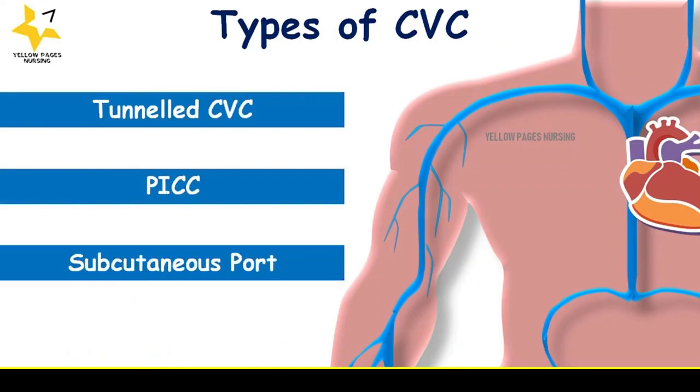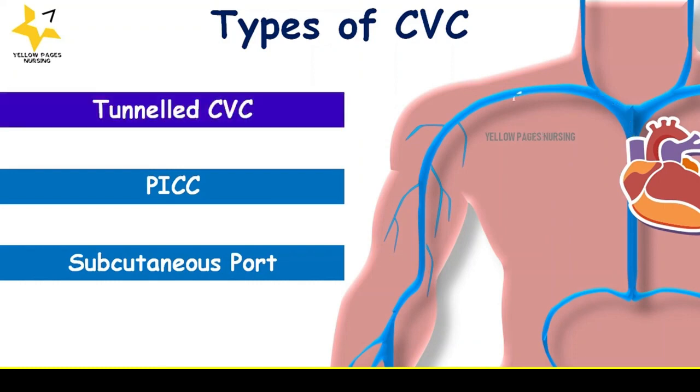port or implantable port. Now, coming to the tunneled central venous catheter, it is a tube that tunnels under the skin of the chest, enters a large vein near the collarbone, and threads inside the vein to sit above the right atrium of the heart. The other end of the catheter stays outside the body, which contains 3 lumens. And here is the image for your reference.